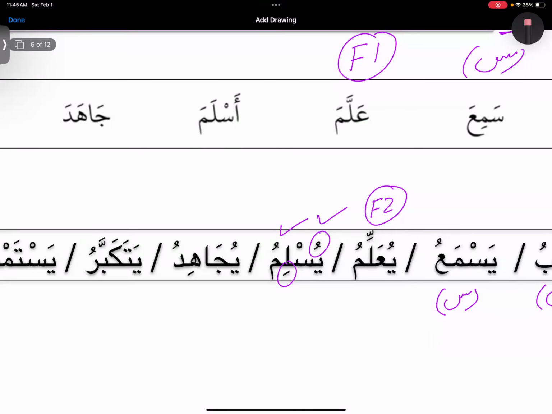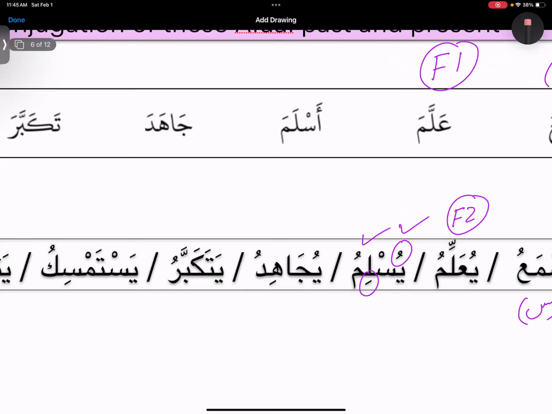Everyone is clear? Yes. You're teaching us very nicely, alhamdulillah. You always teach us very well. Alhamdulillah. Okay, now next comes jahada.